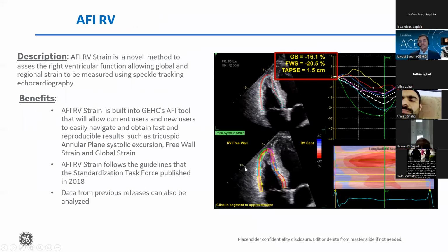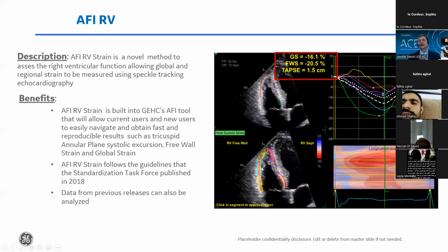Then in addition, we can also do speckle tracking for strain for the RV, or AFI for the right ventricle, again using the typical 4-chamber view or an enhanced 4-chamber view for the RV. The typical RV 4-chamber view using speckle tracking will give us the 6 segments of the RV, 3 septal segments and 3 free wall segments. It will give us the average of these 6 segments, which is the global strain for the RV.